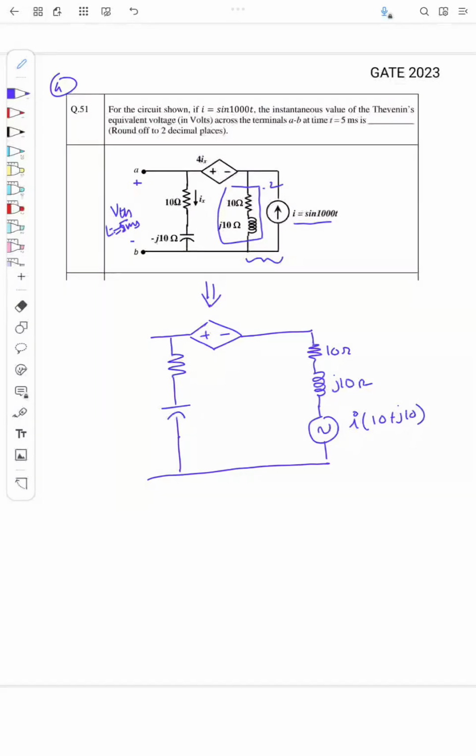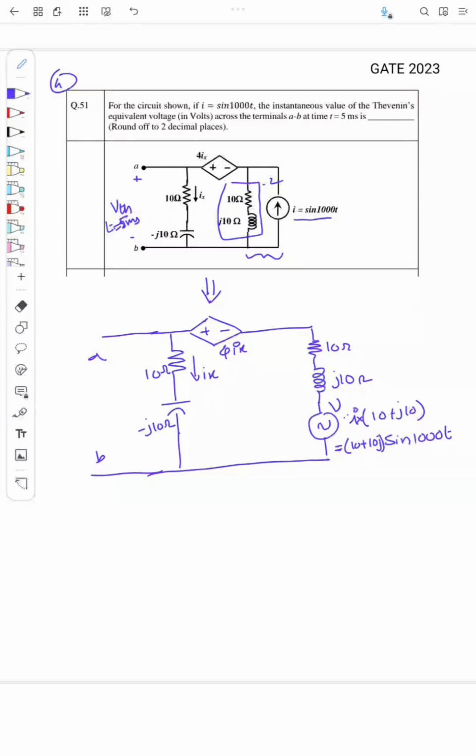So what is current I? I is sine 1000t, that into the impedance, that is 10 plus 10J. So this is the voltage here, V I will call it, and the remaining remains the same. This is for Ix. The Ix is the current through this 10 ohm resistance, and the impedance of this capacitor is minus J10. This is A, this is B, right?